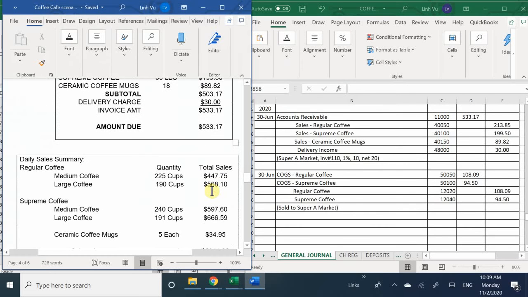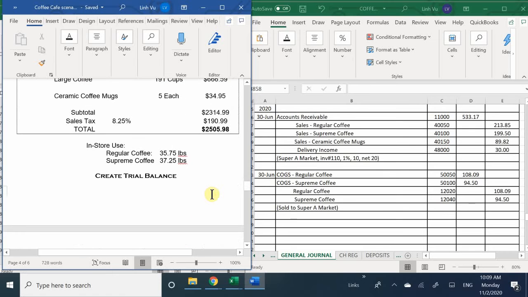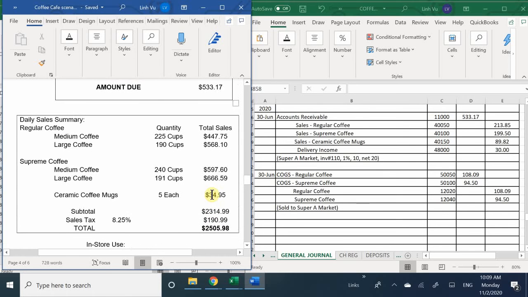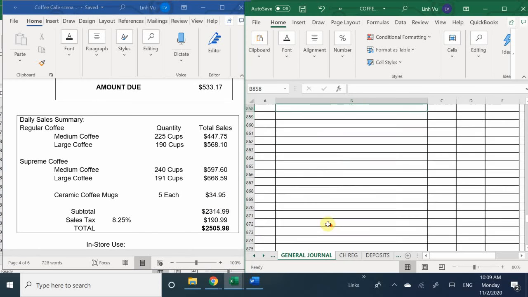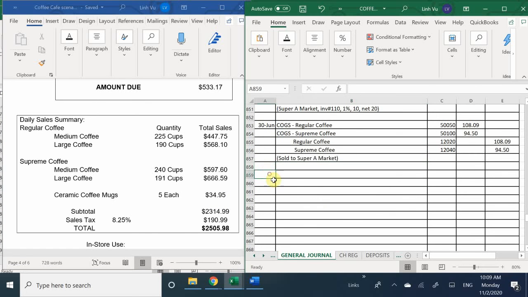Okay. So Talia, here you are going to do the very last thing, which is going to be doing the sales for the in-store sales. You ready, Talia? Okay. Ready? All right, let's go. What happened here? Okay. So daily summary, regular coffee, medium coffee. So we go to the inventory. No. Ledger. Let's journalize it first. That's always number one.